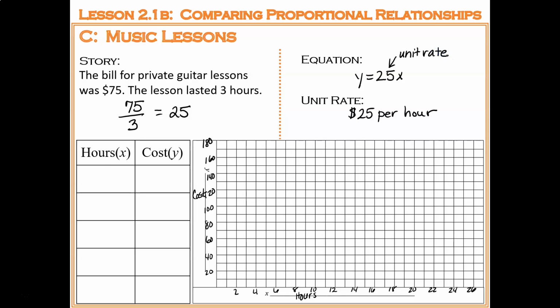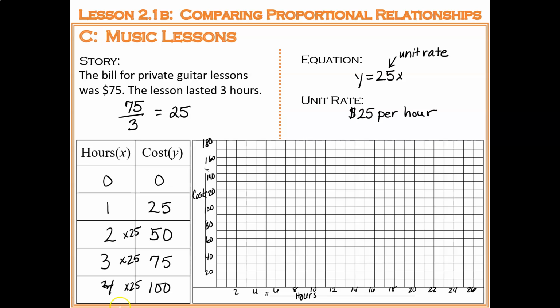So if we don't take any lessons, we don't pay anything. If we have 1 hour of lessons, we pay $25. If we have 2 hours, 2 times your unit rate, which is 2 times 25, or 50. 3 hours, we take 3 times your unit rate, 3 times 25, which is $75. 4 hours times 25 is $100.